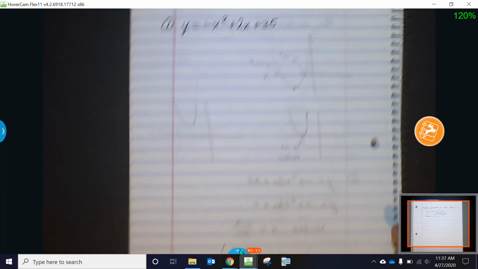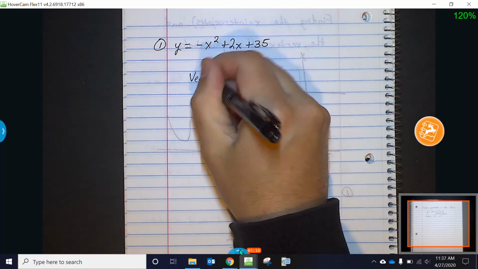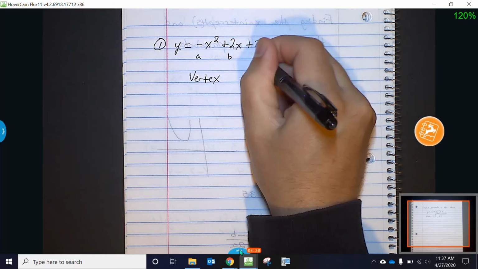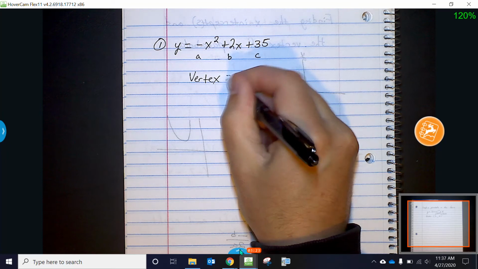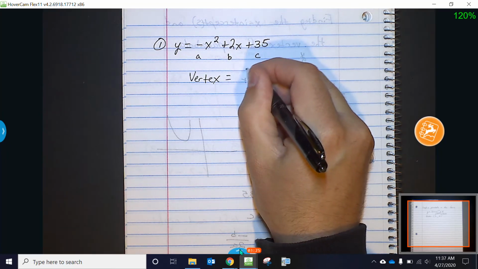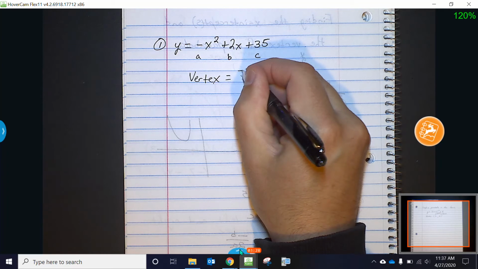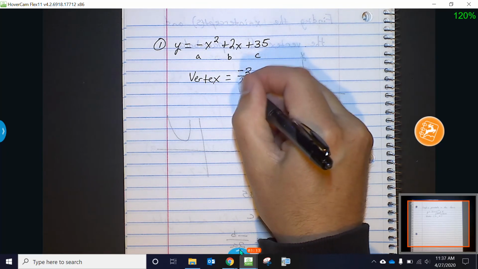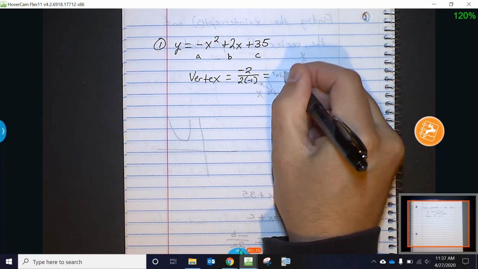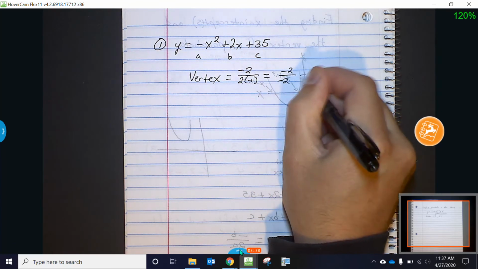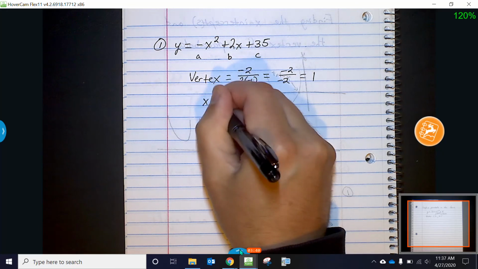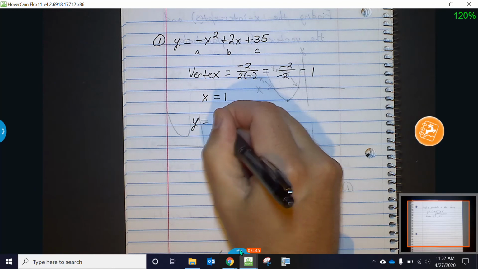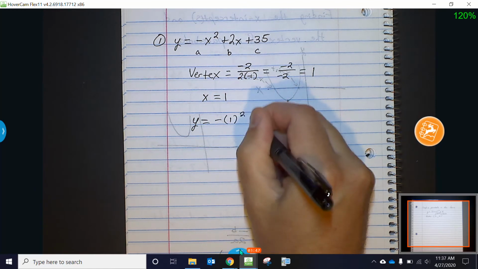Okay, so first, let's find our vertex. So remember, the A is -1, the B is 2, the C is 35. So we're going to go negative B, the opposite of B, over 2 times -1. That's -2 over -2, which is 1. So our x value equals 1. To find the y value, we're going to plug the 1 in for x.